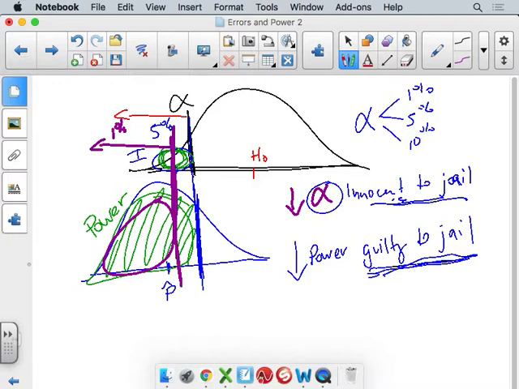Another way to reduce this is by doing a bigger sample size. It makes the standard deviation go down. So it makes these graphs tighter.